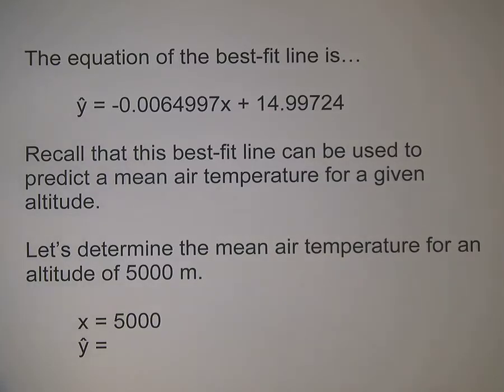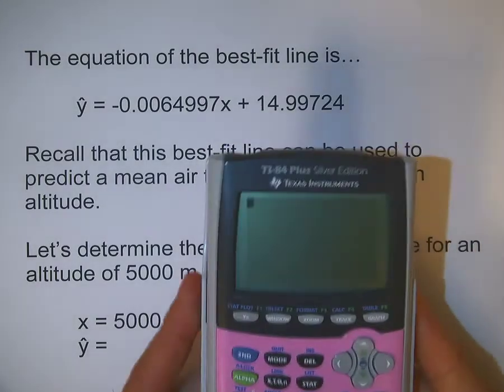Now recall that this best fit line can be used to predict a mean air temperature for a given altitude. So let's determine the mean air temperature for an altitude of 5,000 meters. You can estimate it from the graphed line, by marking where 5,000 is and tracing that to the graph. But since we have the equation, we can use it by substituting 5,000 in for x. I'm going to do that on the calculator.